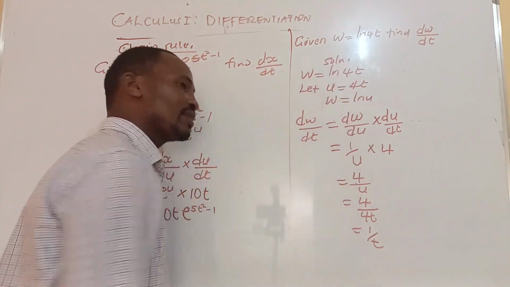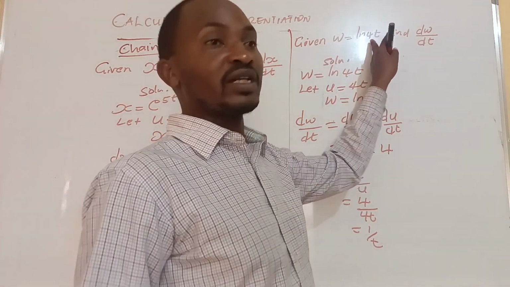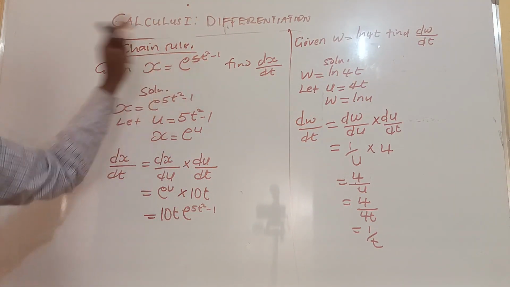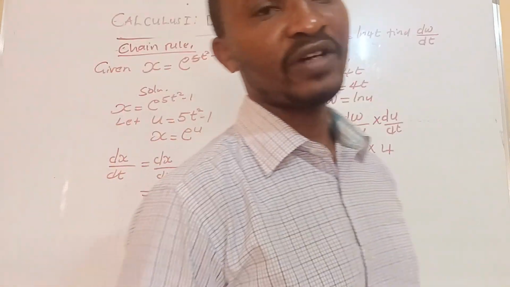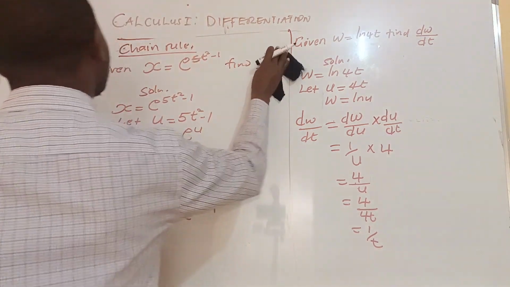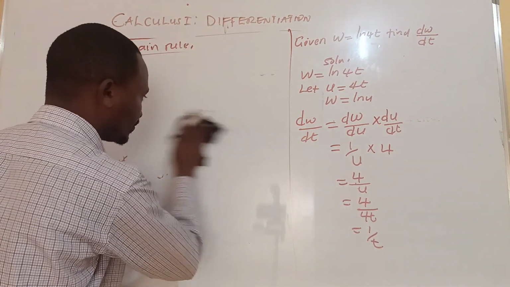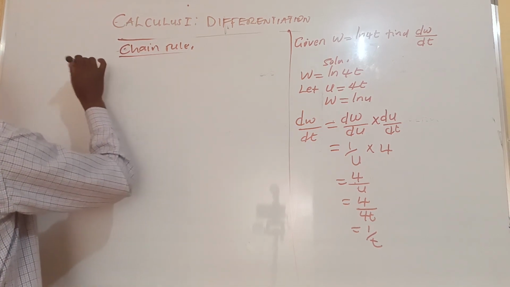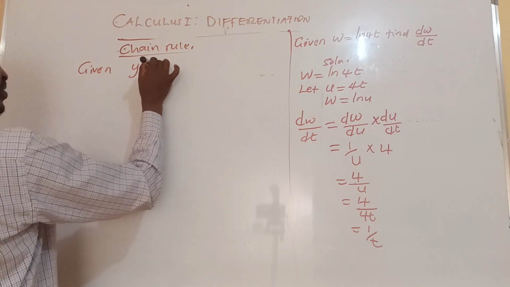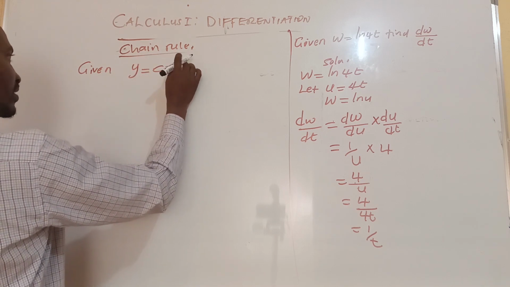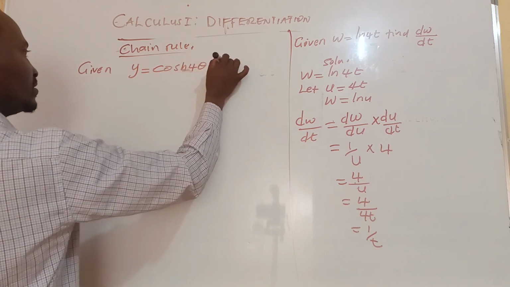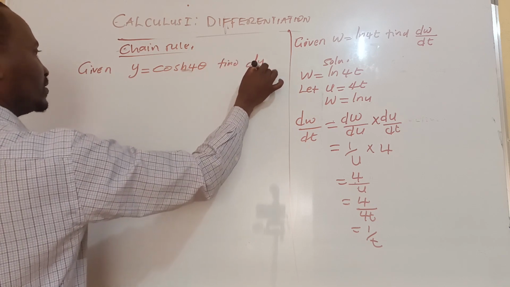When you are given a logarithmic function, this type of function we call logarithmic. This type of function we call an exponential function, and we have previously worked with trigonometric functions, that is a sine or a cosine. We also have hyperbolic functions. For example, we are given y is equal to cos 4 theta, find dy/d theta.